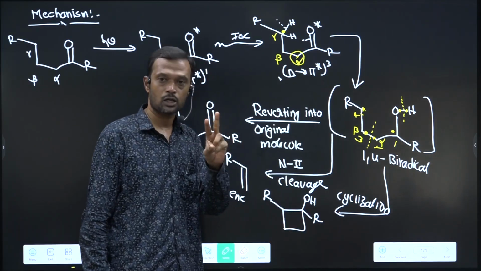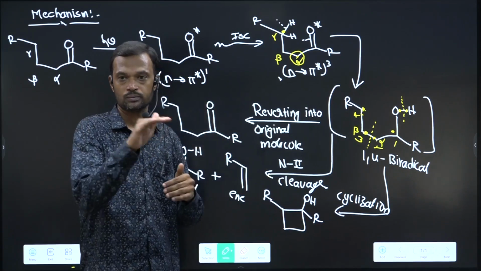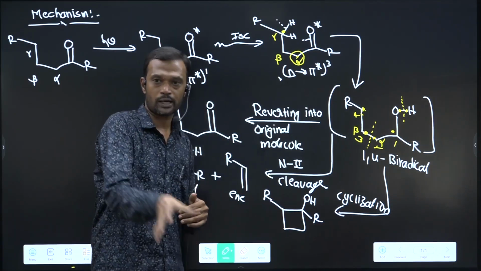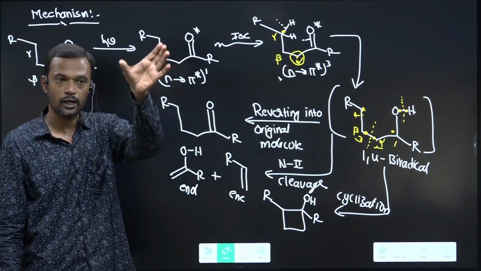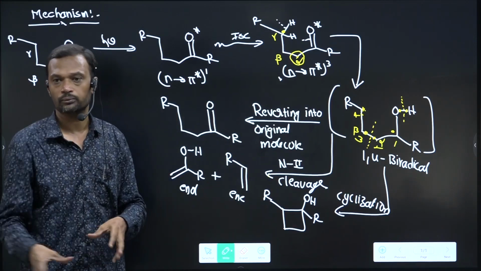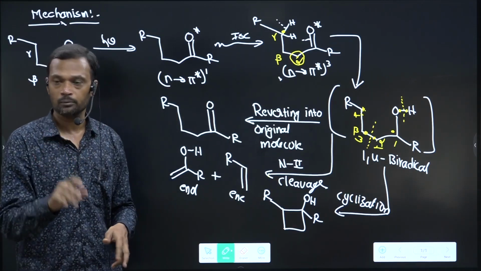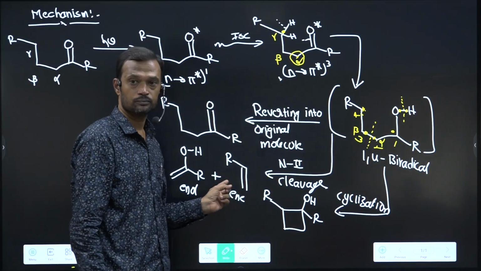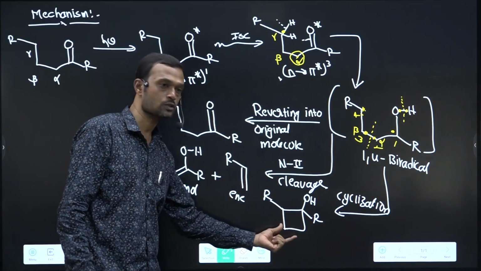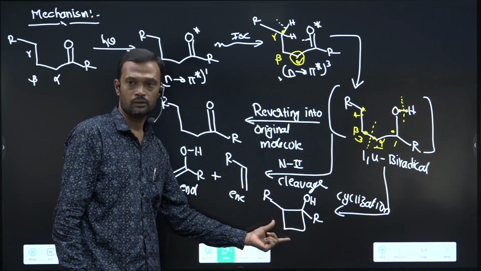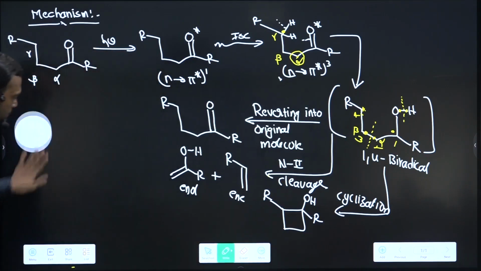Suppose they ask any Norrish II cleavage, they will ask comparative questions. They will give some molecules on the left side and some molecules on the right side. On the left side they will give names, on the right side their products. In match the following, at that time they will give Norrish II cleavage. But remember, Norrish cyclization is this one. Okay? We'll stop here, we'll continue next class.